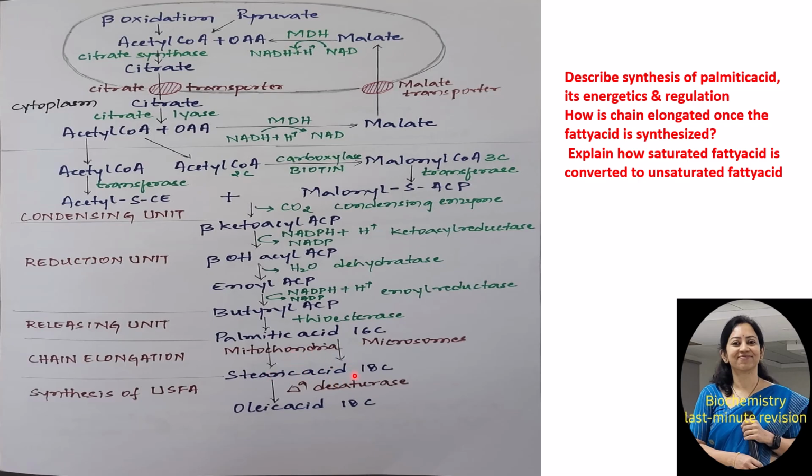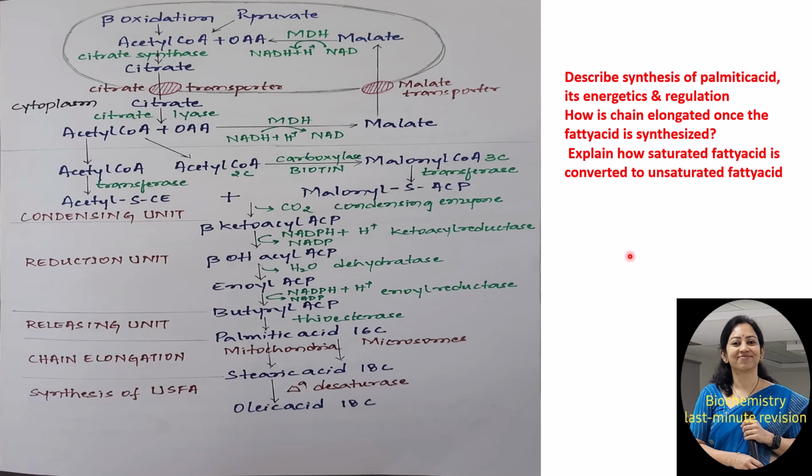Now this stearic acid is a saturated fatty acid. Now how are these unsaturated fatty acids synthesized? They are synthesized with the help of a desaturase enzyme. So we have a double bond at position 9 for oleic acid. Oleic acid is an 18 carbon fatty acid, but it is a monounsaturated fatty acid with a double bond at position 9. So this is added by delta 9 desaturase enzyme.